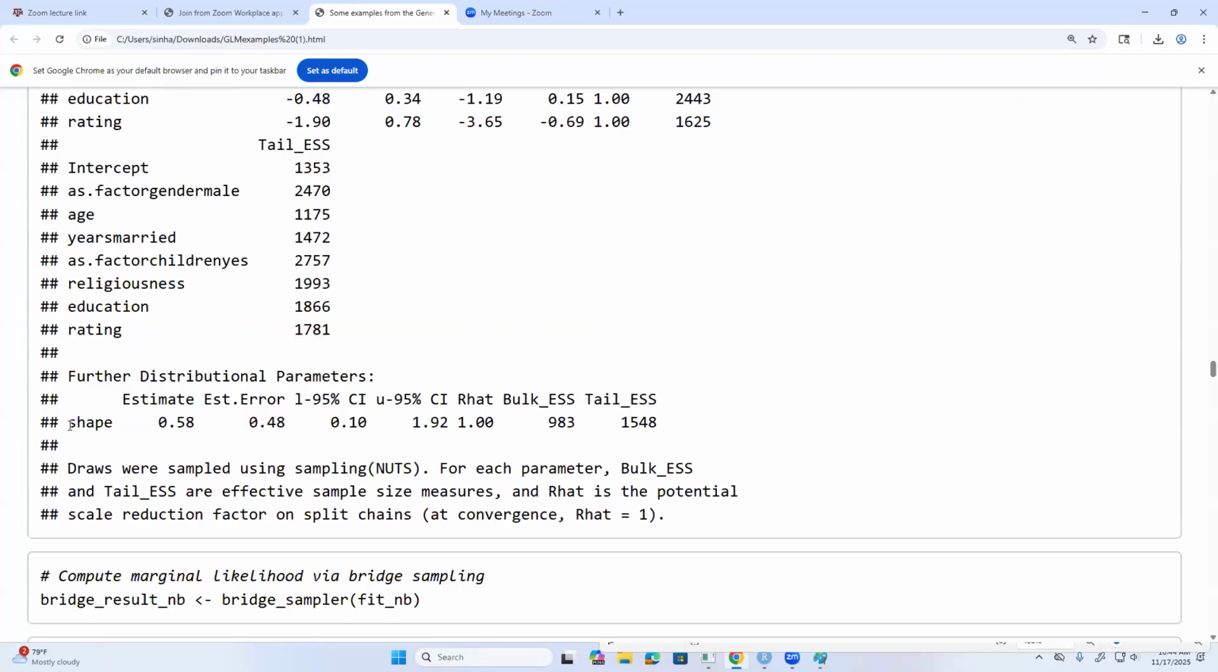And the shape parameter, this is important. The shape parameter is 1 over omega, right? 1 over omega is 0.58. Remember, this omega is not the inflation parameter. Do not try to interpret it as a probability. This contributes to the variance.